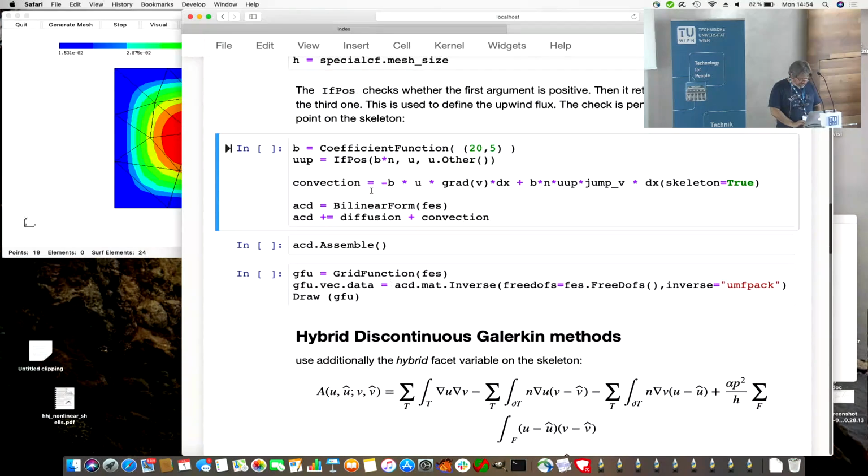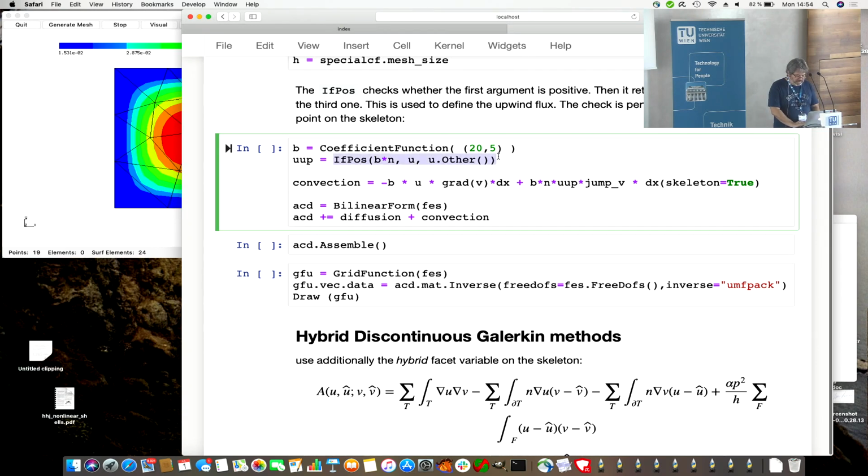We are defining a wind function. Let's say it should blow 20 in x and 5 upwards. In the bilinear form, we now need the upwind u, which now depends on the direction of the wind. If it's going outward, if wind dot outgoing normal vector is positive, then it takes the value of the current element. If the wind blows inwards into the element, then we take the u from the other element.